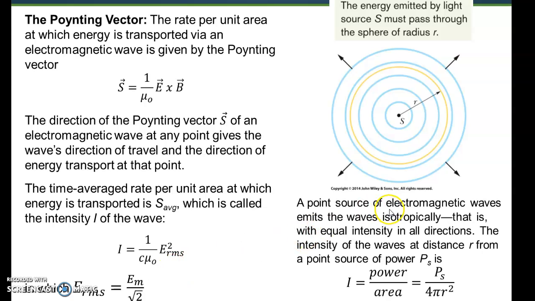A point source of electromagnetic waves emits waves isotropically. In other words, equal intensity in all directions. That's what isotropically means. The intensity of the waves at a distance r away from a point source, where you've got a power for the source, is the power divided by the area. That's the power of the source divided by 4 pi r squared, where r is the distance out there. So let's continue on.